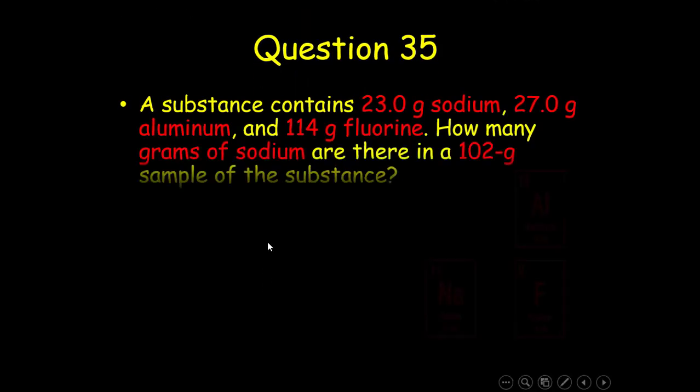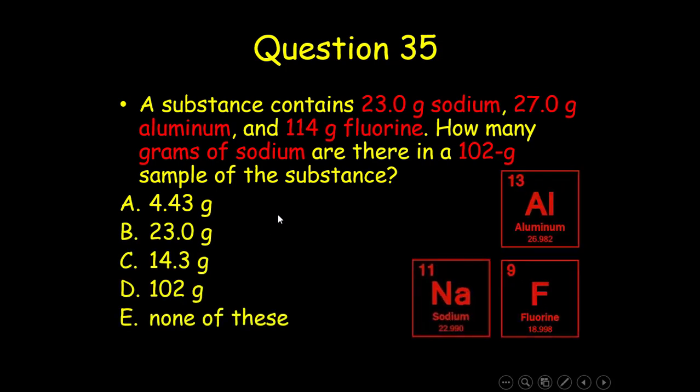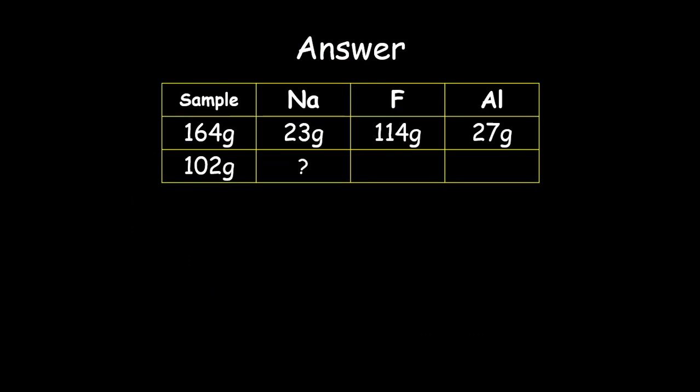Question 35. A substance contains 23 grams of sodium, 27 grams of aluminum, and 114 grams of fluorine. How many grams of sodium are there in a 102 gram sample of the substance? 4.43 grams, 23 grams, 14.3 grams, 102 grams, or none of these? The answer: the first sample is 164 grams, sodium 23 grams, fluorine 114 grams, aluminum 27 grams.